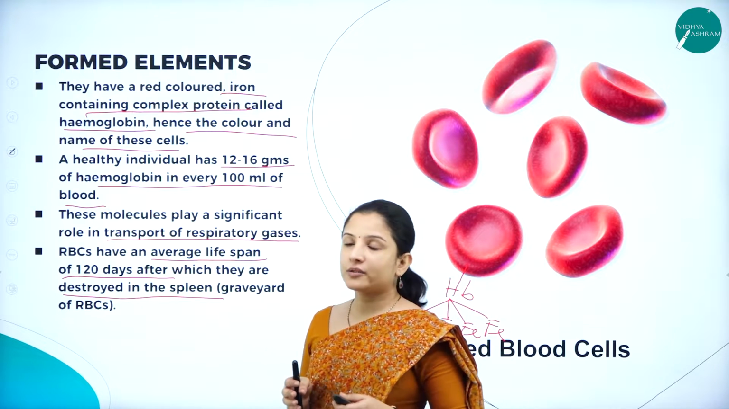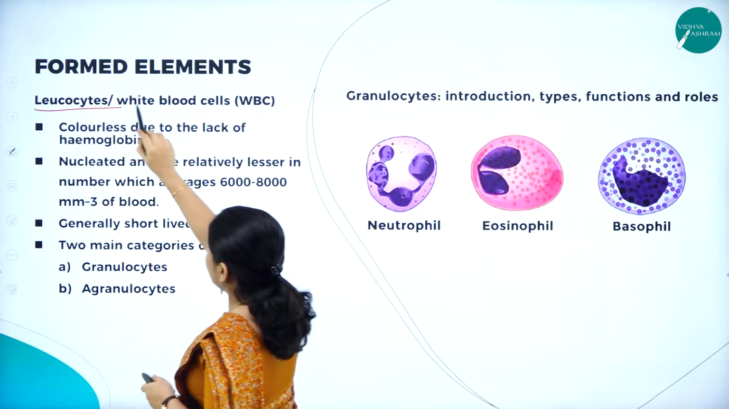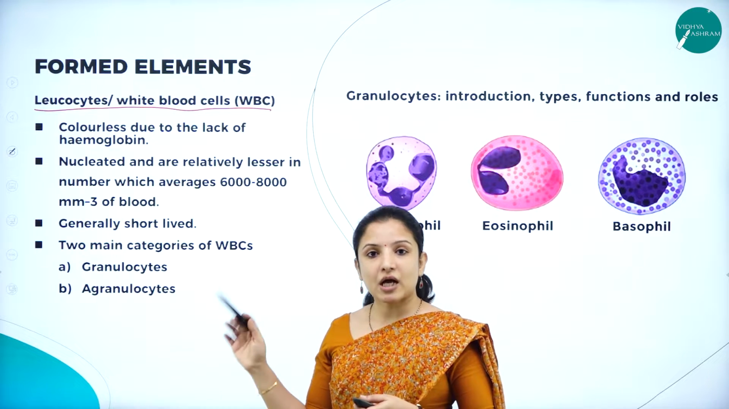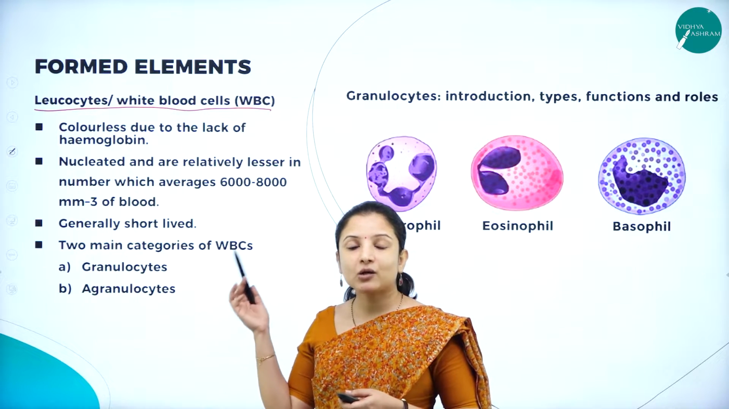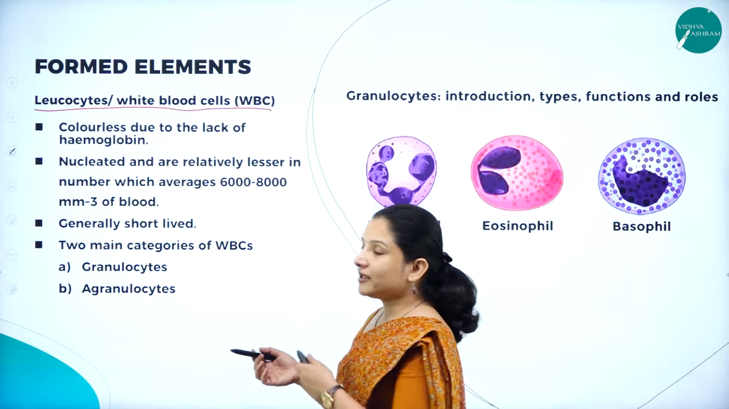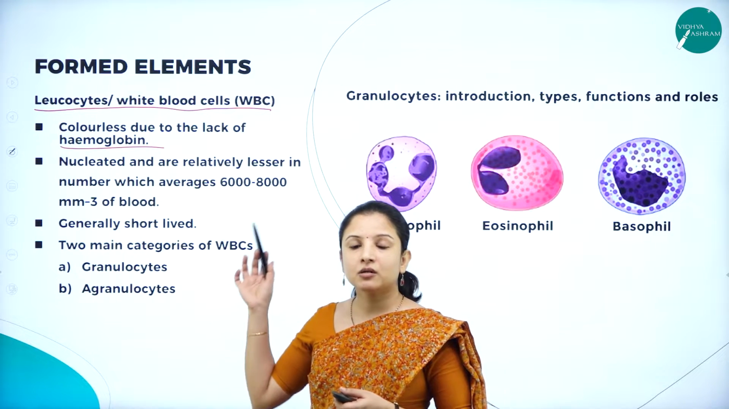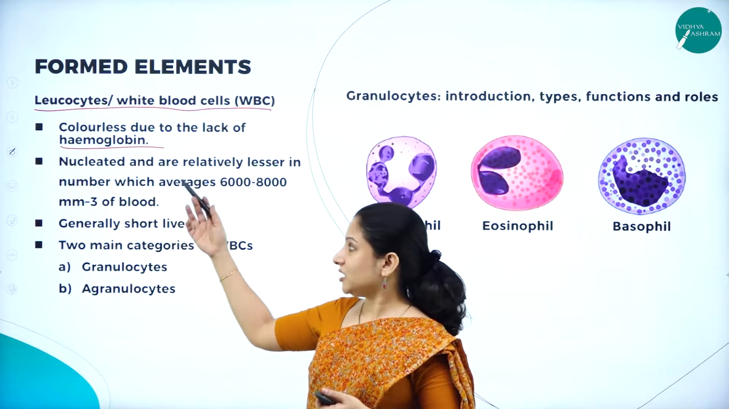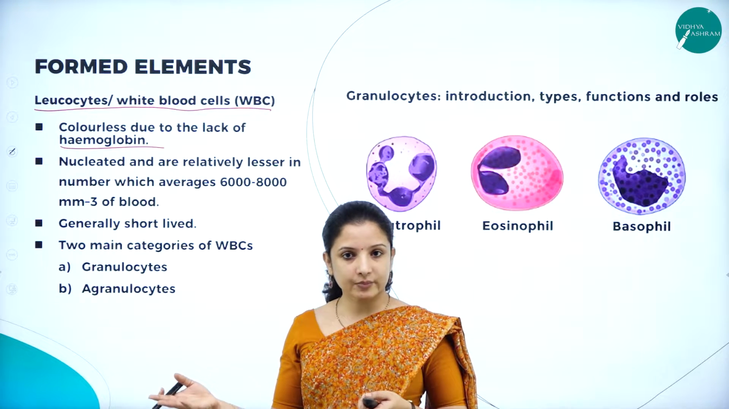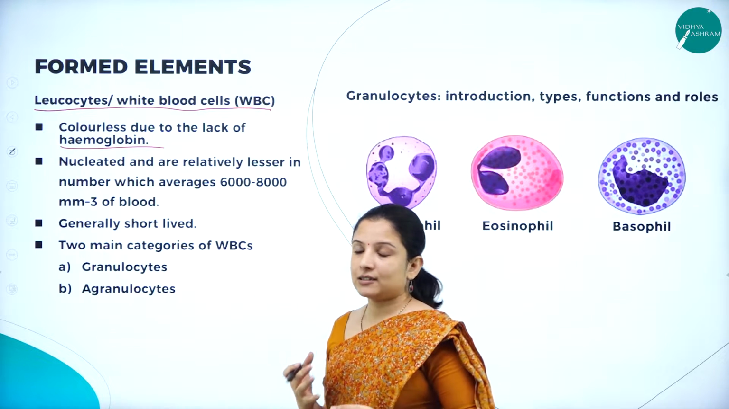So this is about the formed element RBCs. Next, moving on to one more formed element of the blood, that is leukocytes, which are called the white blood cells or the WBCs. The name itself suggests they are white blood cells. They are white in color, or you can say they are colorless in nature. Why? Because they do not have hemoglobin, the iron complex protein. This hemoglobin is present only in RBCs and gives the red color to the RBCs, but WBCs lack it. So that is the reason they are colorless in nature.